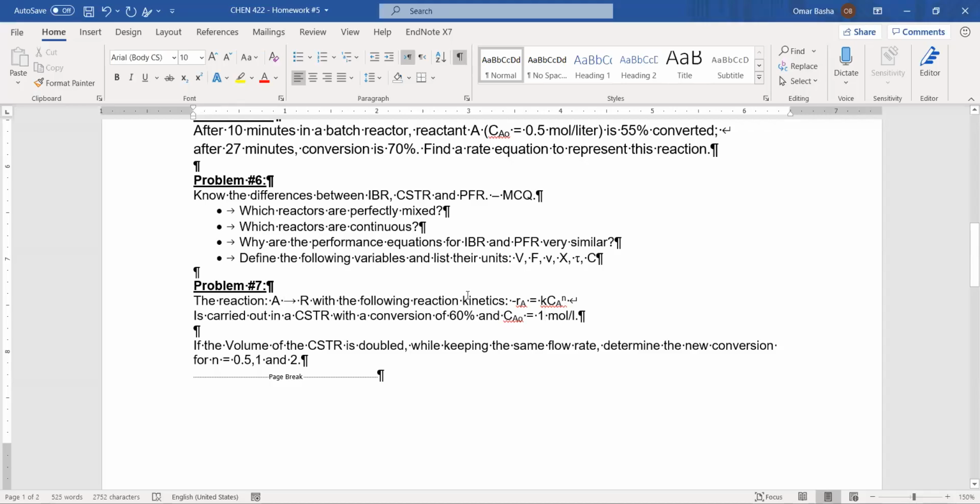I have A goes to R, reaction rate minus rA is k CA to the n. CSTR conversion is 60%, CA naught is 1 mole per liter. If the volume is doubled while keeping the same flow rate, determine the new conversion at n equals 0.5, 1, and 2. So I'm looking for XA2 at n equals 0.5, 1, and 2. Conversion is 0.6, CA naught is 1. Okay.